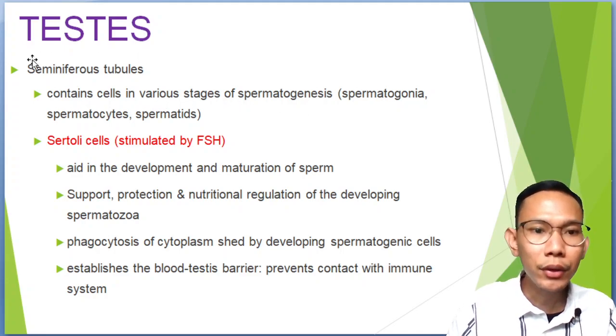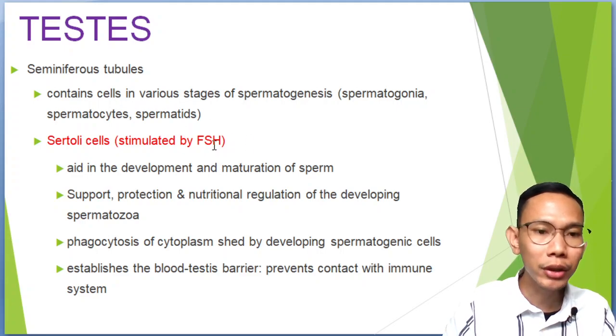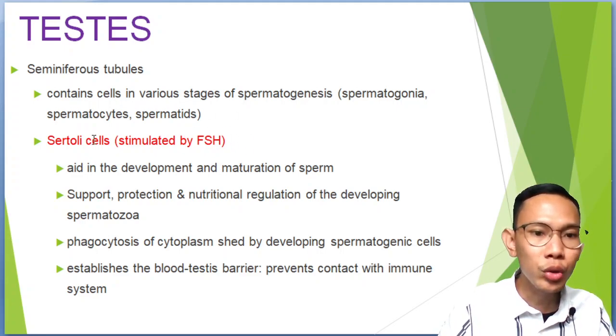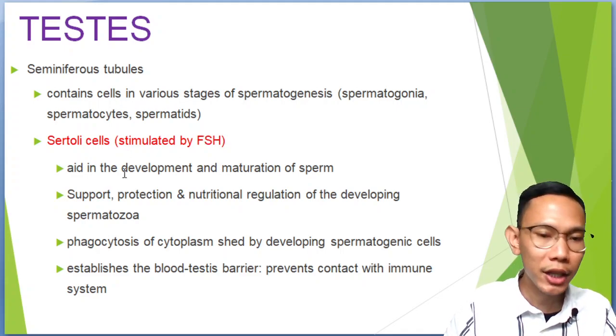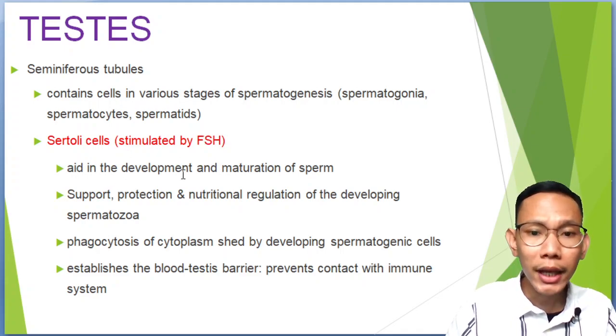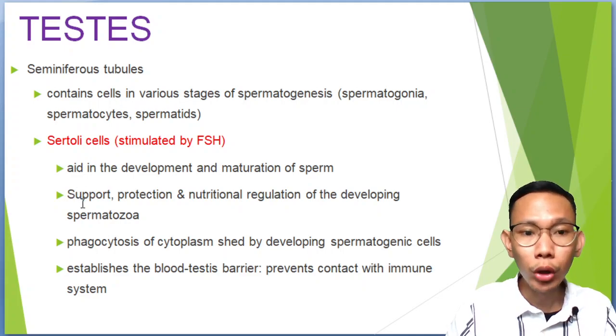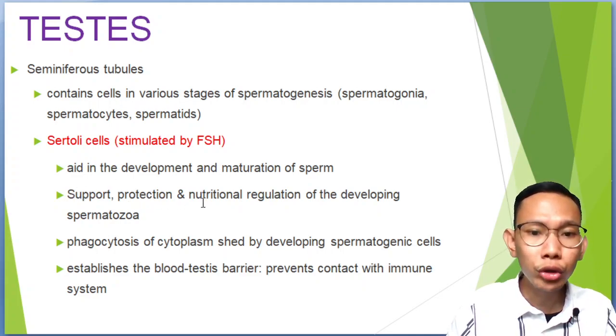So, in our seminiferous tubules, there are spermatogonia, spermatocytes, and spermatids. So your Sertoli cells within your seminiferous tubules are being stimulated by your follicle-stimulating hormone. Remember that? FSH will stimulate Sertoli, because Sertoli has an H, FSH. It aids in the development and maturation of your sperm. It will also support protection and nutritional regulation of the developing spermatozoa.